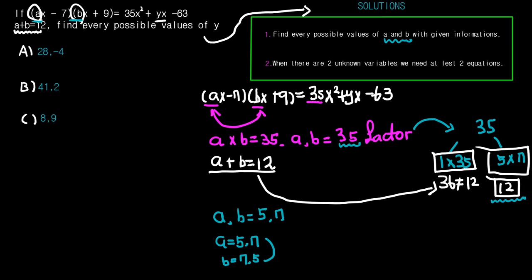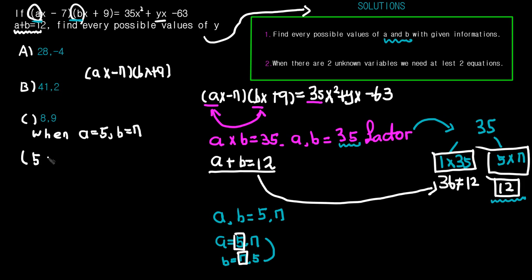So we figured out the values of a and b, which means we can input our values into our original binomial to find the value of y, which is (ax - 7)(bx + 9). Let's input our values of 5 and 7 first. When a is equal to 5 and b is equal to 7, it will be (5x - 7)(7x + 9).